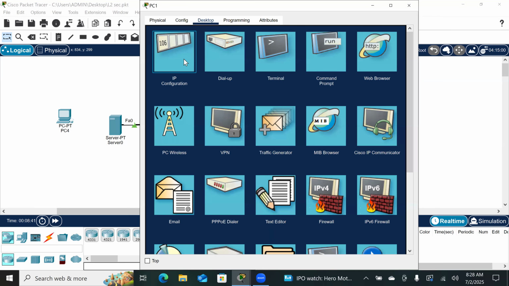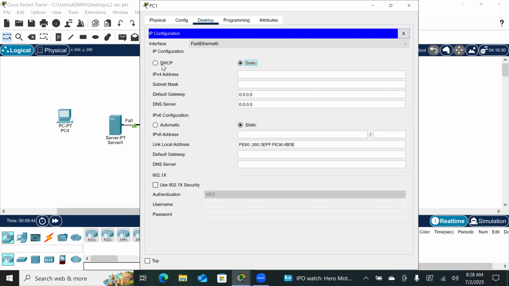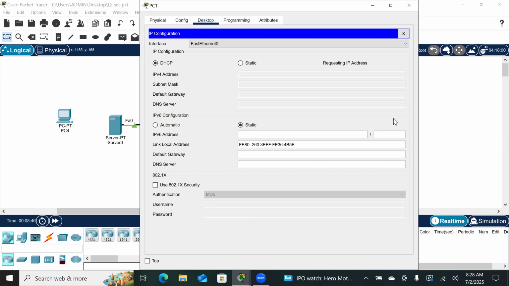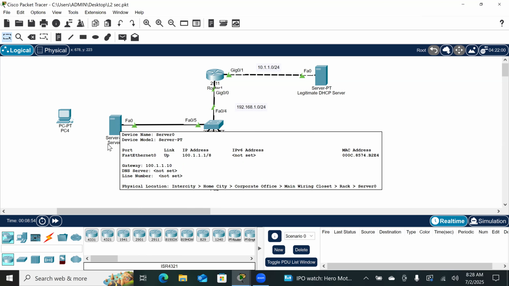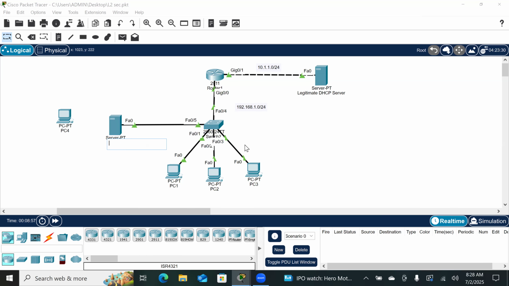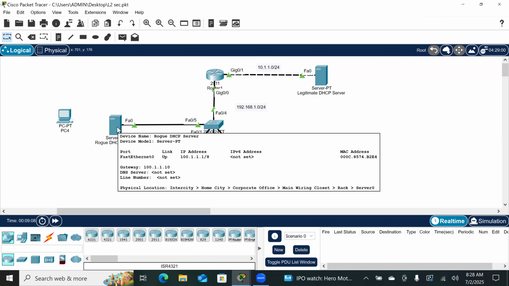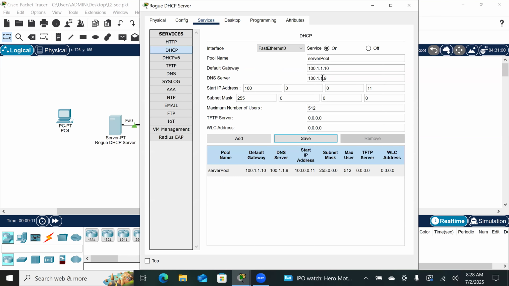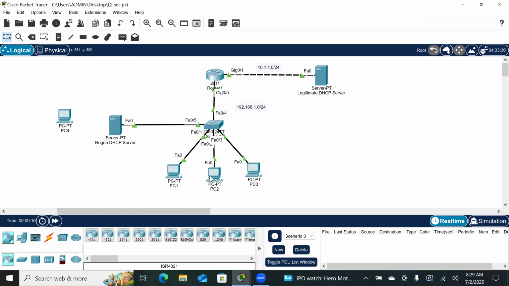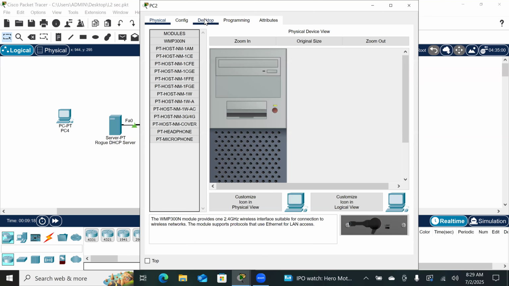If I go and check here, and if I enable DHCP, which IP address is getting assigned here? 100.0.0.11. Where is 100.0.0.11? This is a rogue DHCP server. This is the attacker's server. What is the IP address I have assigned here, and what is the pool I have given? It should start with 100.0.0.11. So if I enable DHCP on all these devices, what will happen?